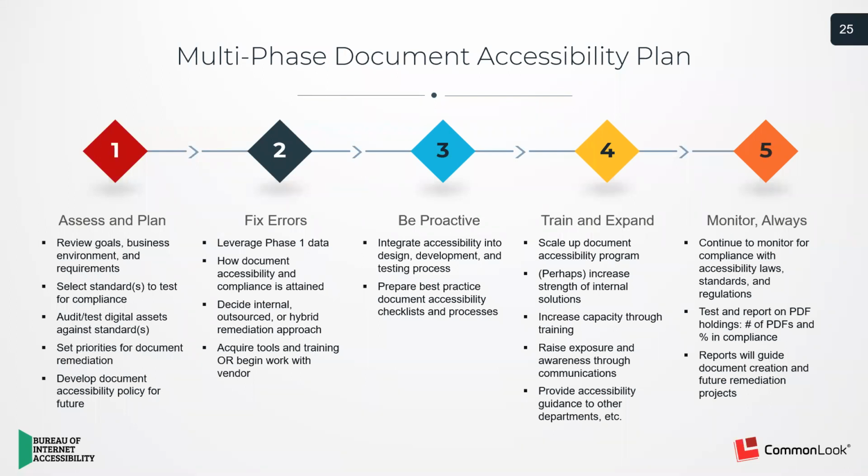Training is critical. PDF accessibility does require some skills. And so you need to train and expand and make sure that as people move on in the company, the people that are doing the work understand what they're doing and have the tools to do it. And then finally, you need to have a way to monitor and go back and just make sure that you're staying in compliance and that there isn't some source of content that's inaccessible that's being put back on your website. So this is a constant program.